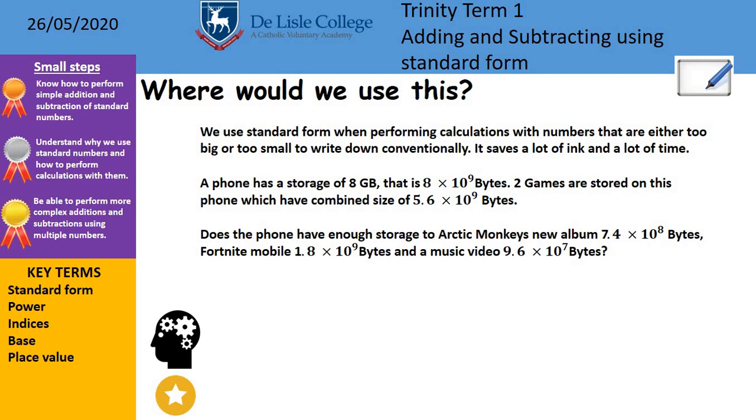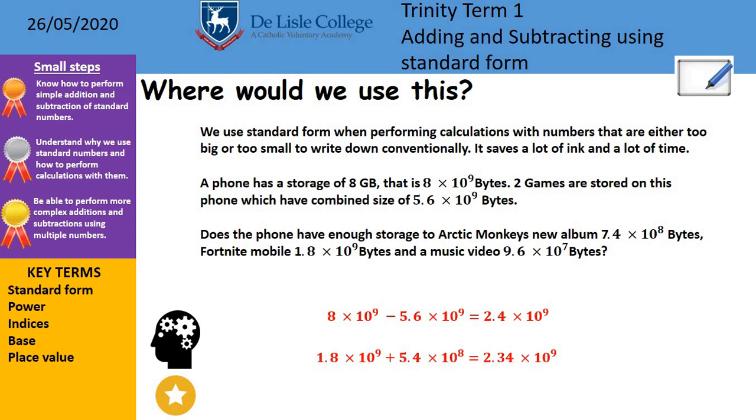So what I would like you to do is pause the video and see if you can work out the solution to this question. Welcome back. So, if we start initially with the storage on the phone and we subtract off the amount of storage we have already used for the 2 games, we are left with the value of 2.4 times 10 to the 9. So the next thing we can do is to work out the amount of storage that would be required for the Arctic Monkeys album, and so on.